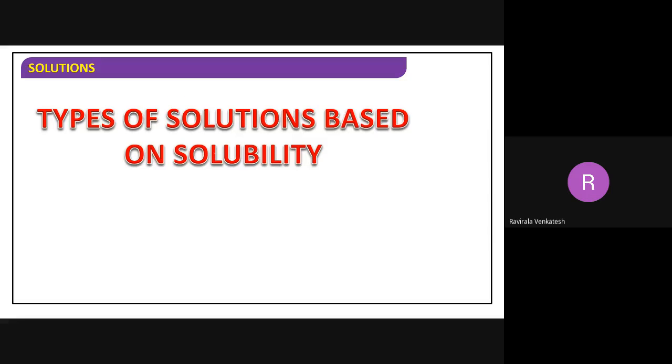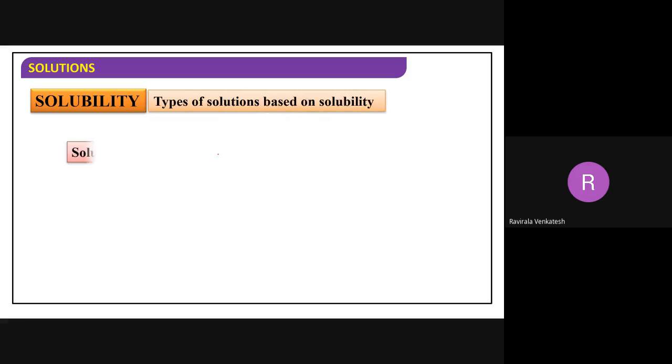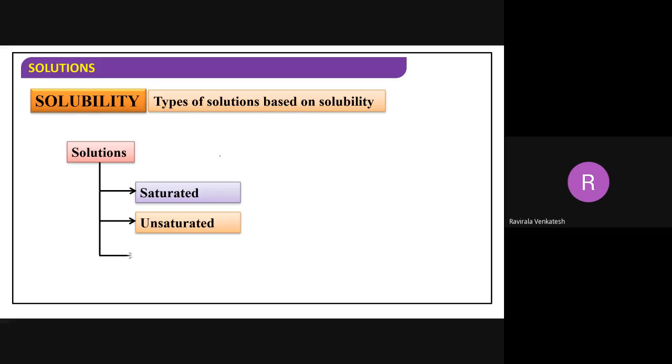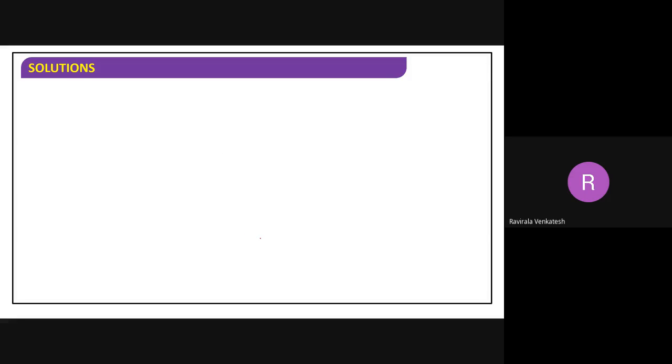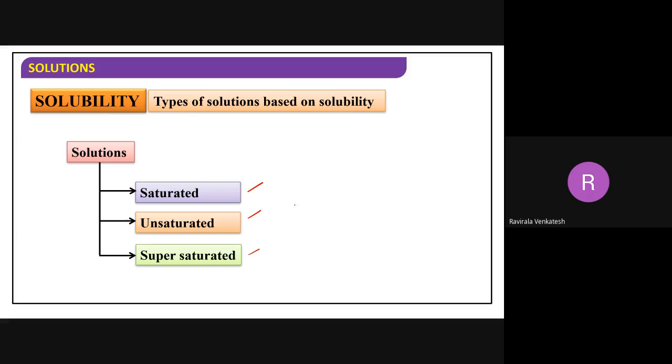Next, types of solutions based on solubility. What types of solutions do we have? Just now I told you: saturated, unsaturated, supersaturated. Three types of solutions are there.